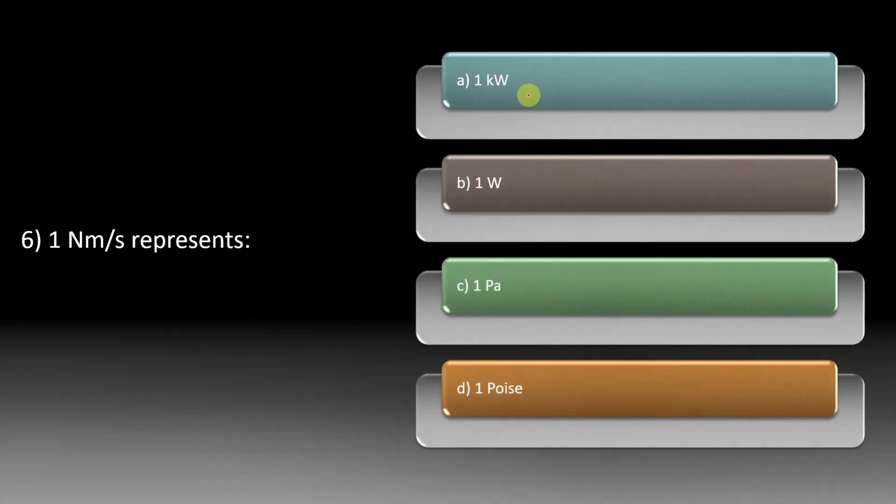Then 1 Newton meter per second represents. So the options which are given are 1 kilowatt, 1 watt, 1 Pascal and 1 points. So Newton meter per second, that is nothing but the power. So we know that 1 Newton meter is 1 joule. So in place of Newton meter, we can substitute joule. So this is nothing but 1 joule per second, and joule per second is nothing but the definition of watt. So this is 1 watt. So option B is the correct option.